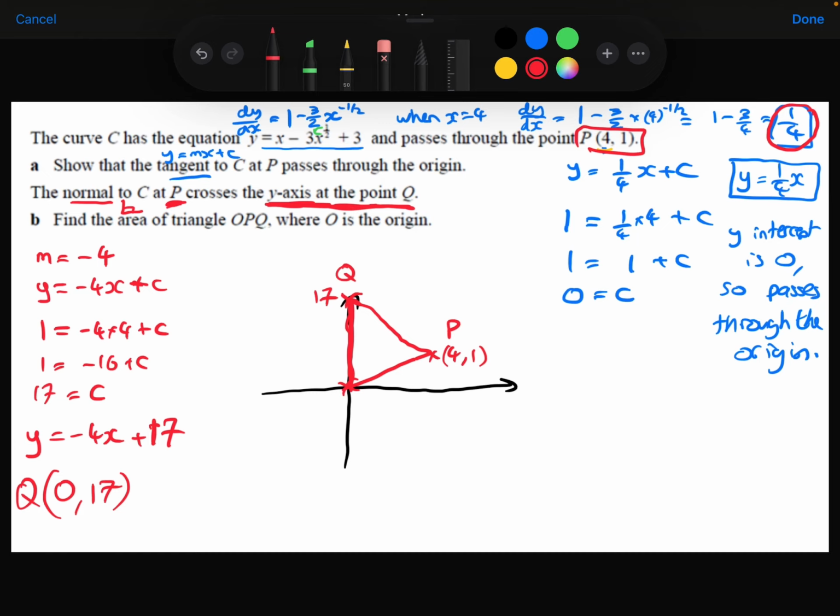I know the base of this triangle is 17. The height of this triangle will be the same as the x coordinate there, so 4. So the area of this triangle is half times base times height, and we get 34 units squared.